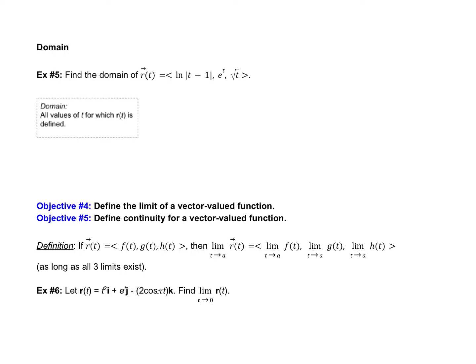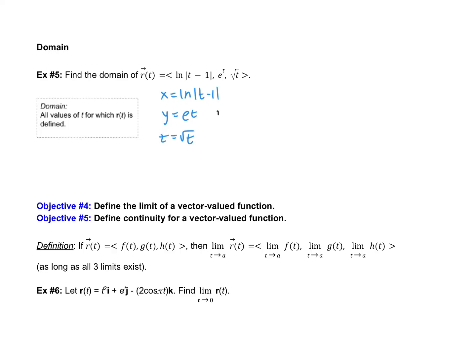Okay, so this probably is going to be fairly intuitive, but you're going to have to find the domain of each individual component. So our x is natural log of t subtract 1, our y is e to the t, and our z is square root of t. So ignoring the x for a minute because I don't really want to think about natural log just yet, for y, our domain is all real numbers. So t can be any real number.